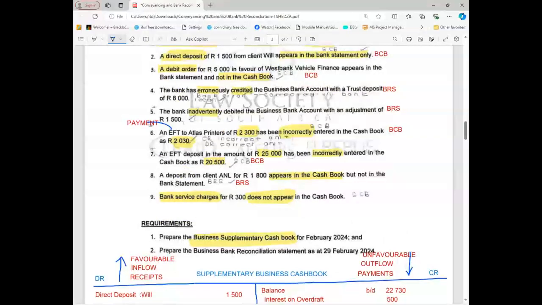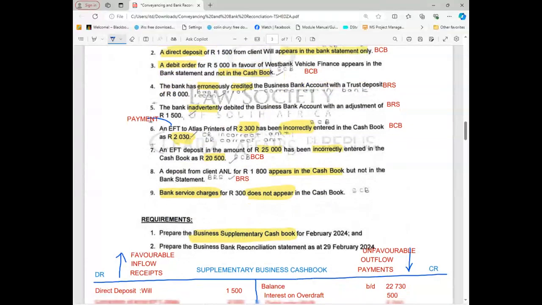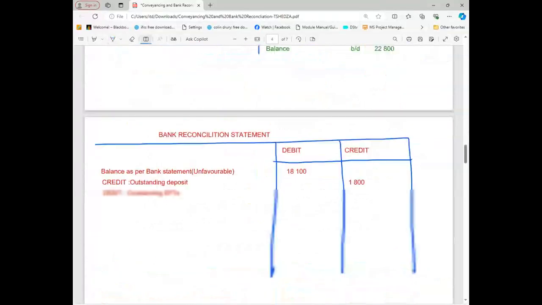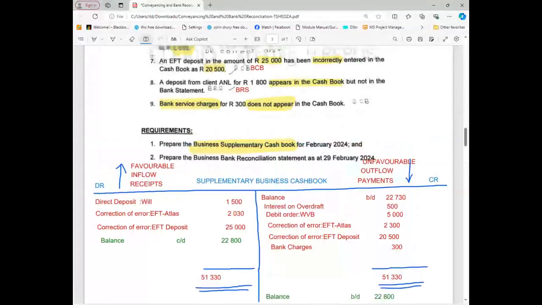Yes, you can say debit amount wrongly credited, or I prefer correction of error. That's what I prefer so that I can have uniformity. For me, I think correction of error is perfect. Can you see now? And then if I've got any other information I can go and add, that was number 4.